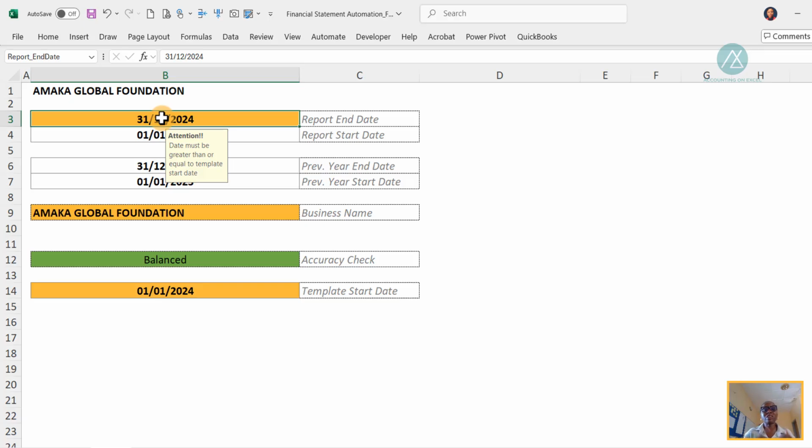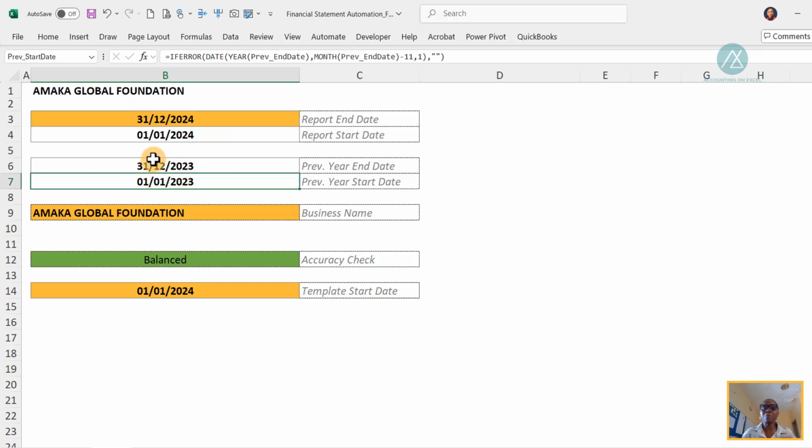So definitely your financial statement will be as at 31st December 2024, and your cash flow will be for the year ended 31st December 2024. Alongside, you also get the previous year so that you can compare side by side.